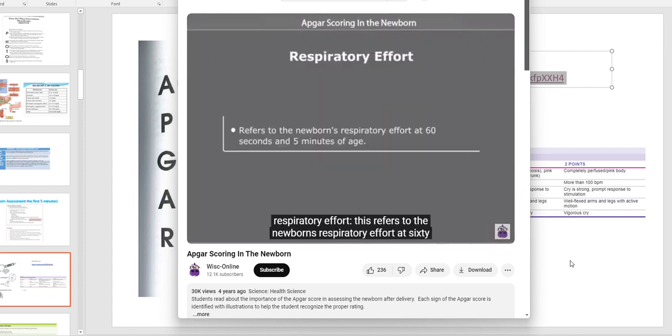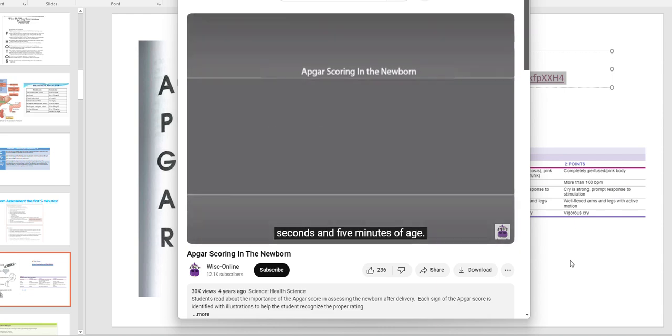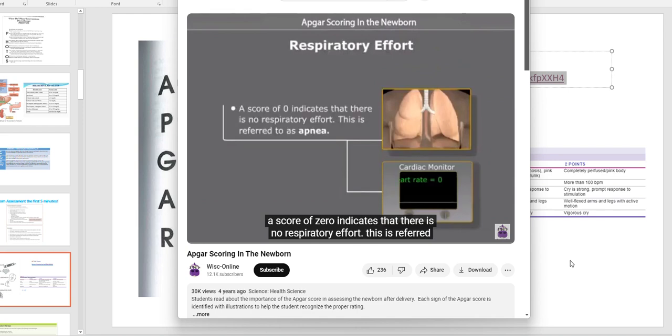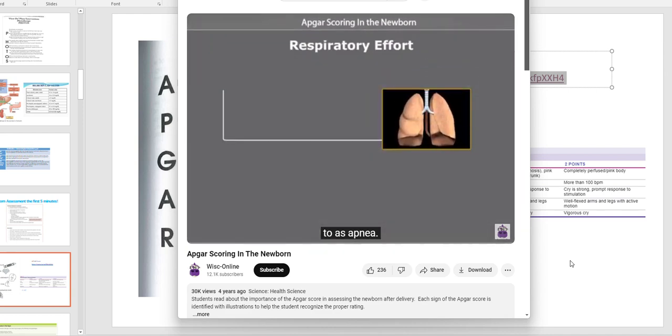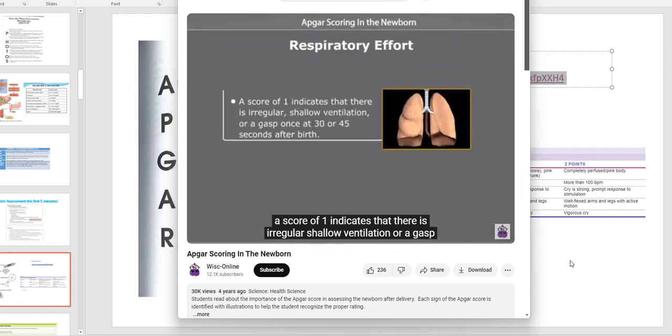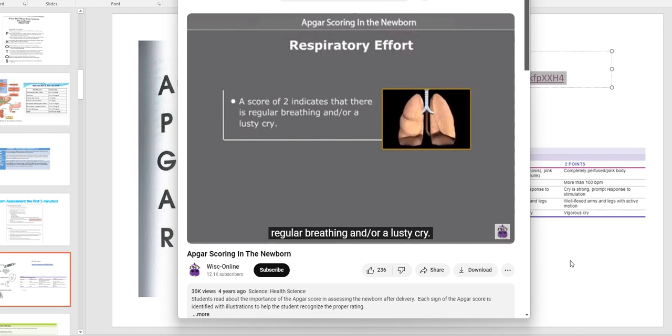Respiratory effort. This refers to the newborn's respiratory effort at 60 seconds and 5 minutes of age. A score of 0 indicates that there is no respiratory effort. This is referred to as apnea. A score of 1 indicates that there is irregular, shallow ventilation, or a gasp once at 30 or 45 seconds after birth. A score of 2 indicates that there is regular breathing and/or a lusty cry.